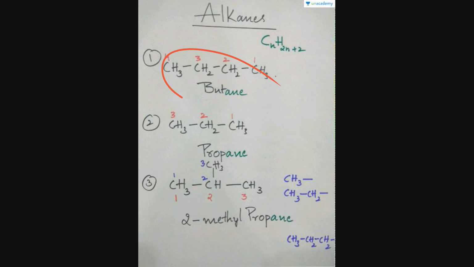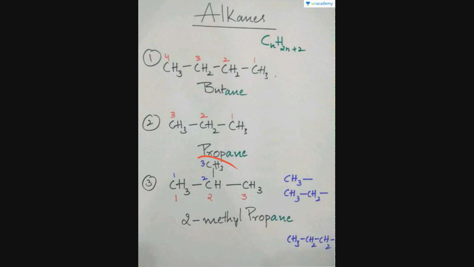In the first compound we have 4 carbon atoms. The root word for 4 carbon atoms is but, and the suffix is ane, so the name of this compound is butane. In the second compound we have 3 carbon atoms joined by a single bond, so it is an alkane. For 3 carbon atoms the root word is prop, so it is propane, and the suffix is given as ane. So the name of the compound is propane.